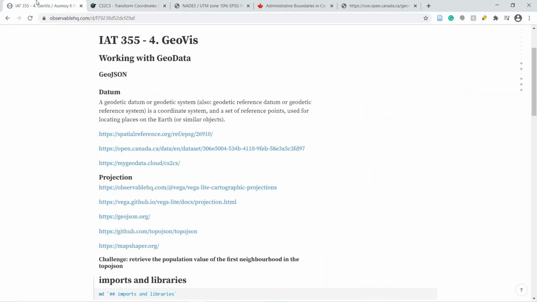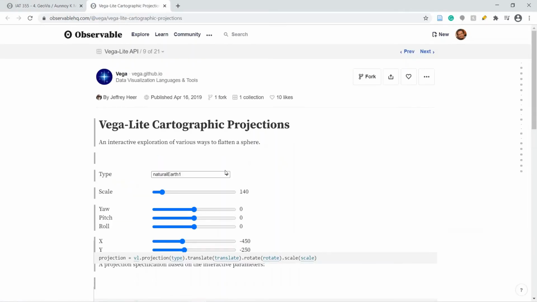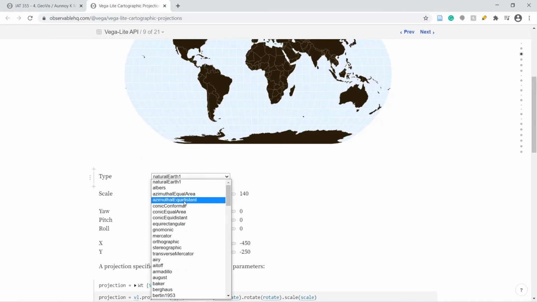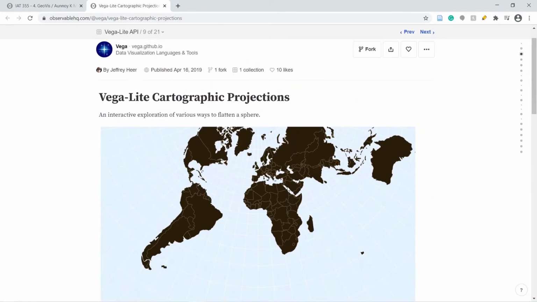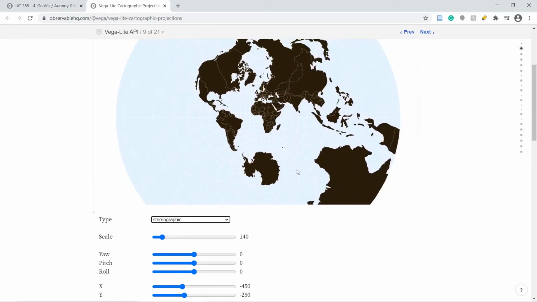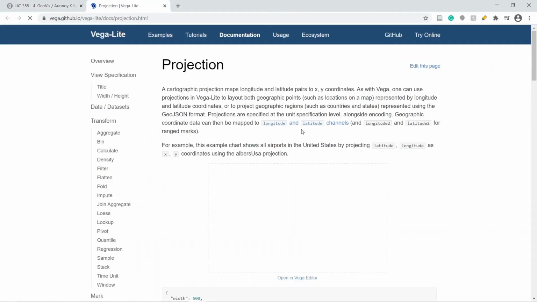Alright, so let's now talk about projection. Basically, how you can flatten the sphere into a 2D screen or into an XY coordinate system. D3 and VegaLite both provide different types of this projection. You can find some of the D3 ones here, and D3 or VegaLite actually. Let's also take a look at the documentation of projection in VegaLite.